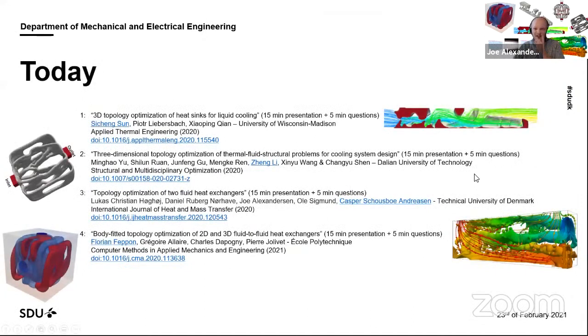Finally, just an overview of what we have today. We start off with Sicheng Sun, and then we go on to Sheng Li, Casper, and then we end off with Florian Fippon. For the first two, we are looking at the design of cooling channels, and the last two are fluid heat exchanger problems. So with that, I think we should go on to the first presentation.